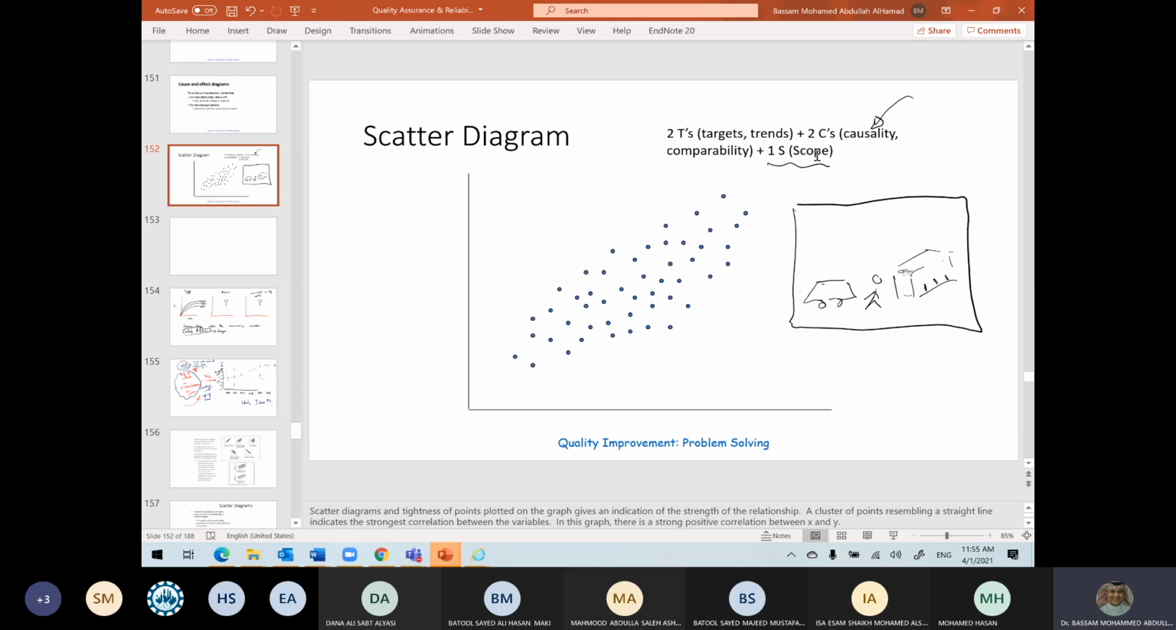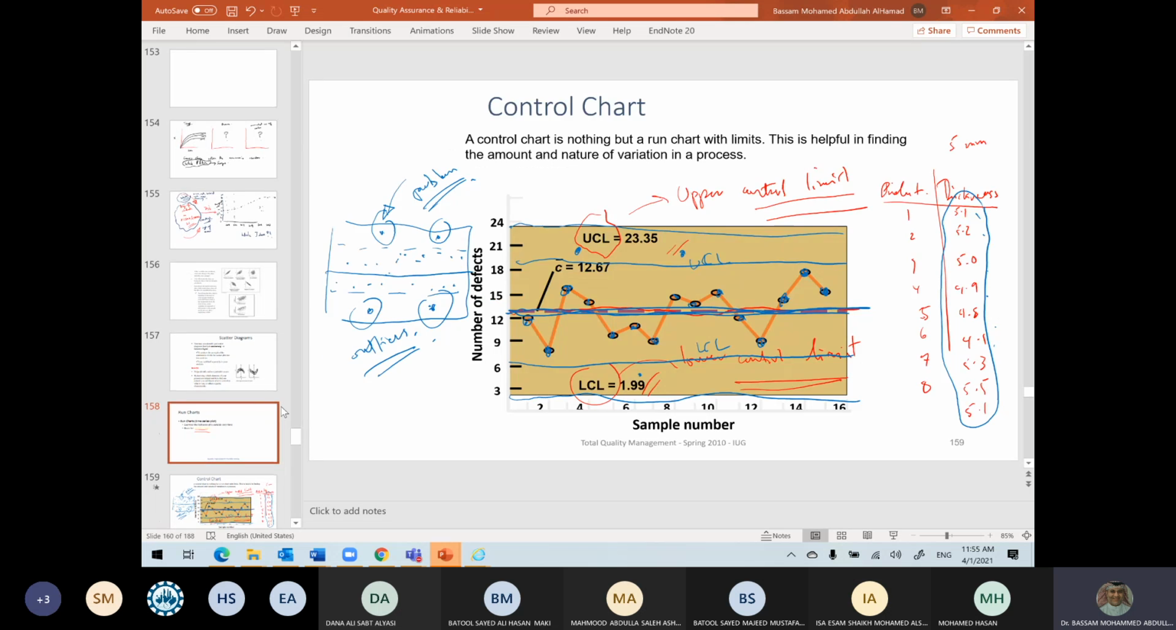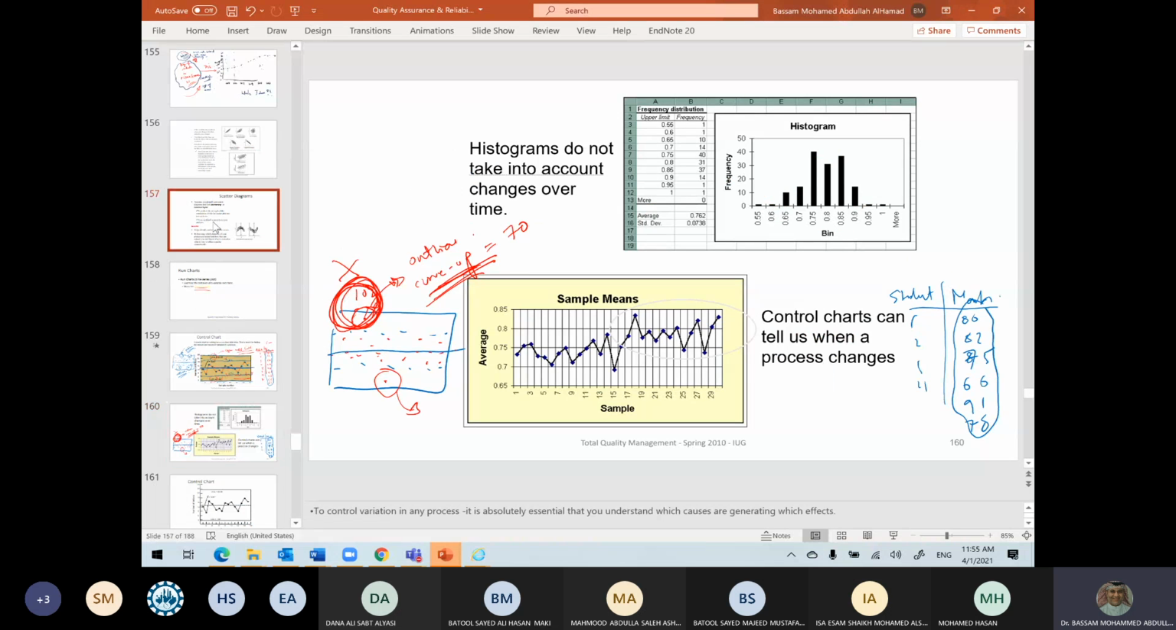When you put a scope, your comparability becomes easier, your causality becomes easier. You can really define things more specifically and more understandably. And this is where the scope comes into being. And that's all, I think so. You already know the story of positive and negative relationship. I'm not going to explain this.